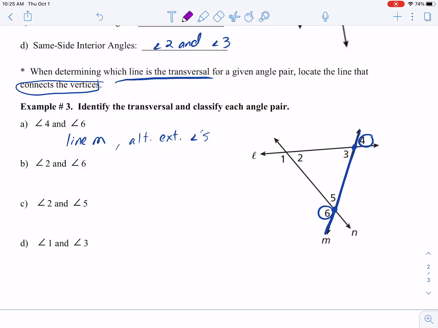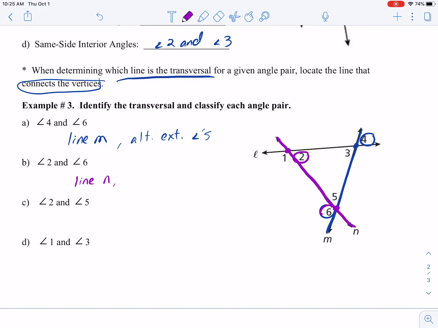2 and 6, angle 2, there's your vertex, angle 6, there's your vertex. So now this purple line would be our transversal, which is line N. And 2 and 6, okay, those are both located inside our 2 lines, and they're on opposite sides of the transversal, so alternate interior angles. All right, why don't you try 2 and 5?